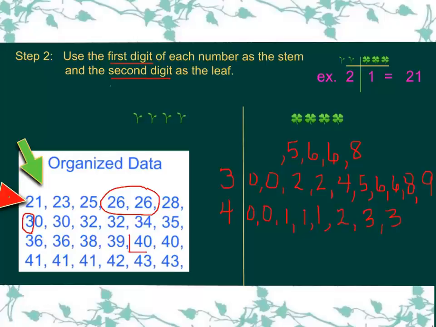So now we've recorded all of our data points, and visually we can see that there are more data points within the 30 range than there are any others. We also have noticed that there are three 41s, and then we have several others that have two digits.